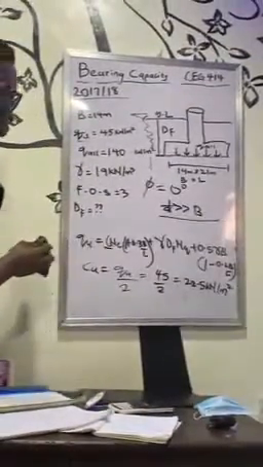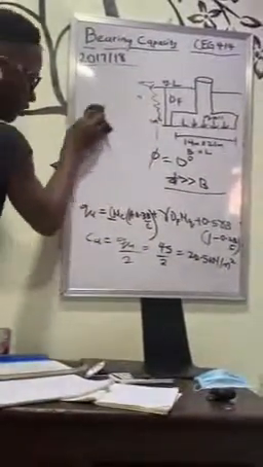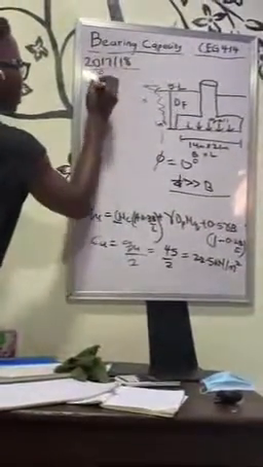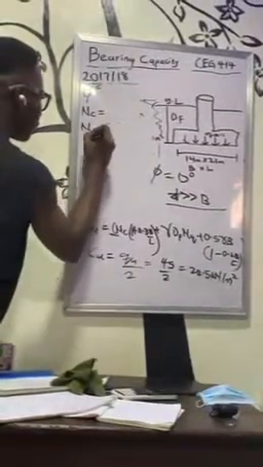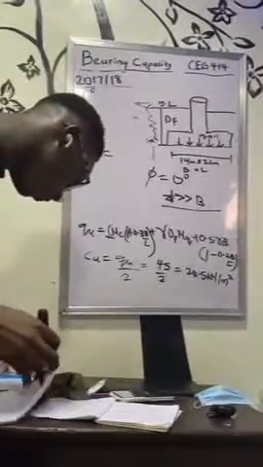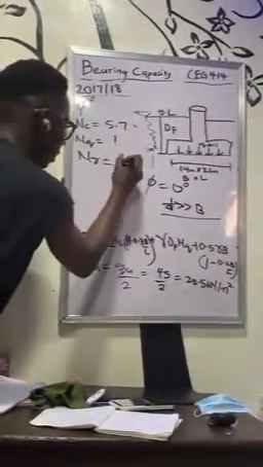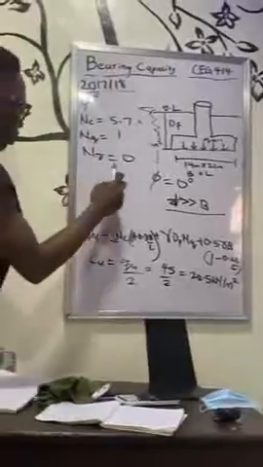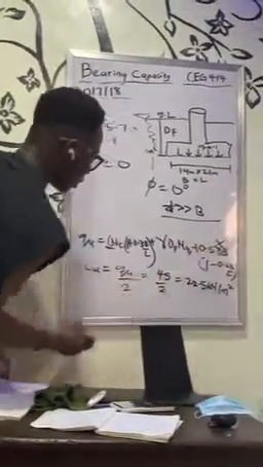When I check my table at 0 degrees, I should get my NC to be a value, NQ to be a value, and N gamma to give another value. NC should be about 5.7, NQ should be 1 and N gamma should be 0 at 0 degrees. So immediately, if N gamma is 0, this entire expression becomes null and void.